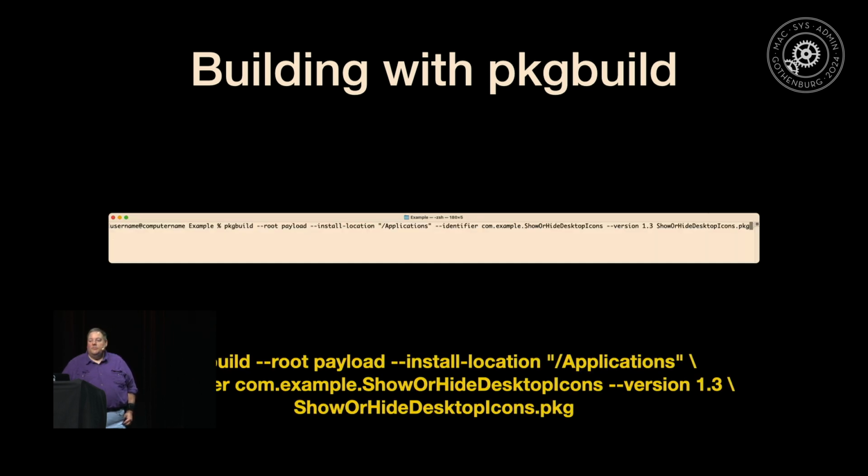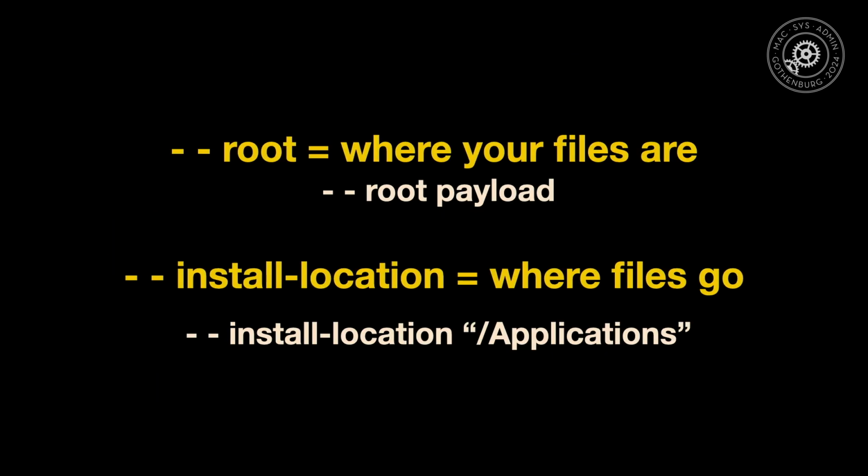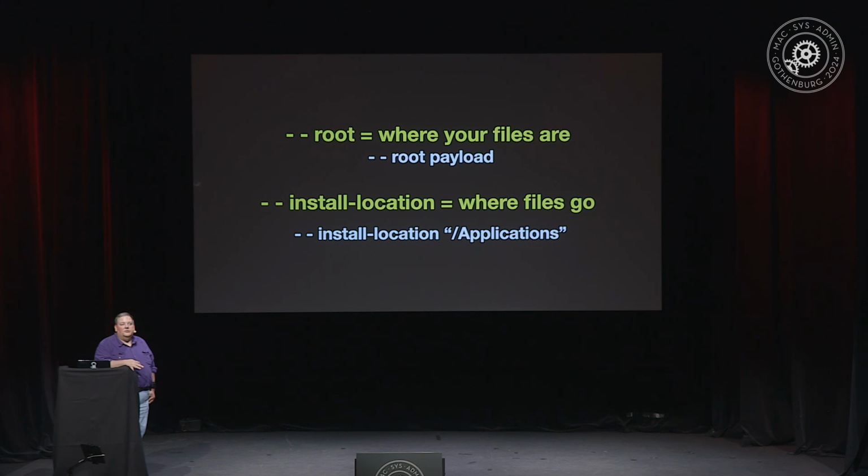Now, let's build our package using the following command. What did any of that mean? Well, let's break it down. So first is root. In this case, it's the payload directory inside the example directory. As mentioned before, the payload directory represents the location on your Mac where you're going to be installing your app into. And it has all the files that you're planning on adding to your package.